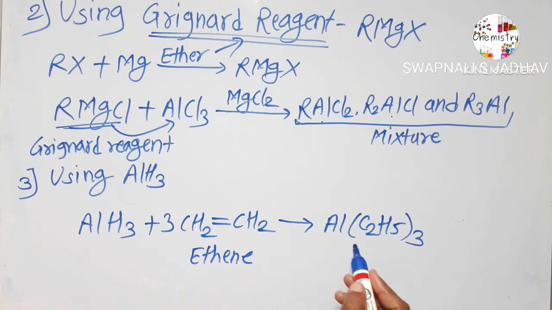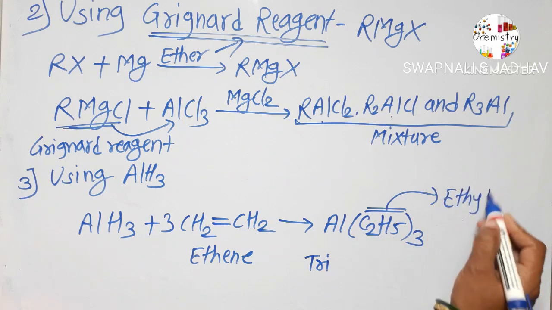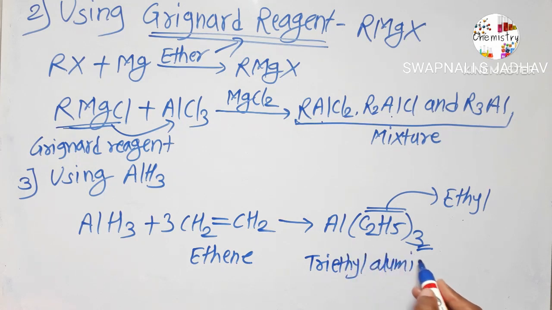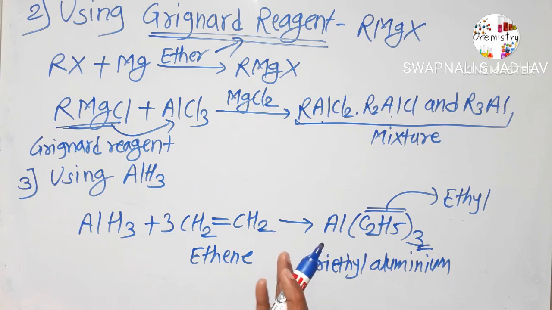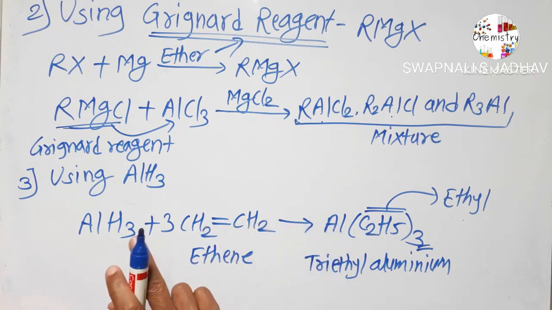Al(C2H5)3. What is the name of that organometallic compound? C2H5 means which group? Ethyl group. How many ethyl groups? 3. Therefore, triethyl aluminium. So here we completed the preparation methods. The first preparation method for alkyl and aryl compound synthesis is transmetallation, second is by using Grignard reagent, and third is by using aluminium hydride.